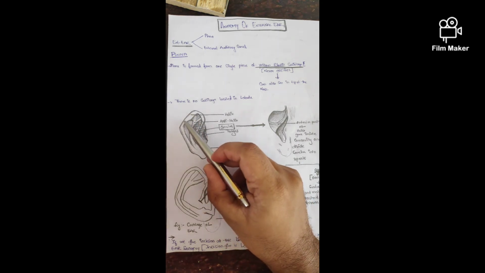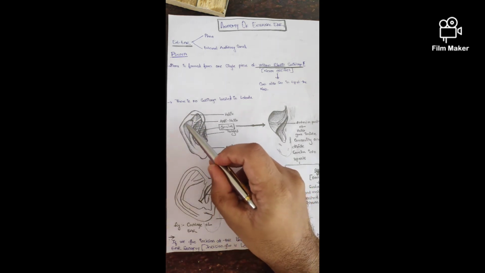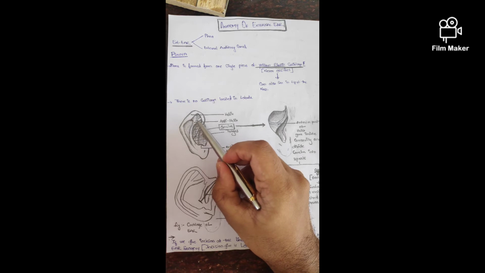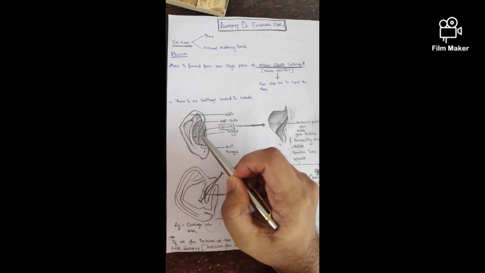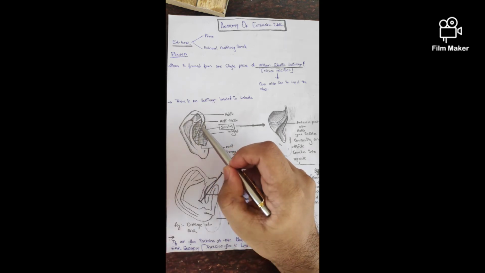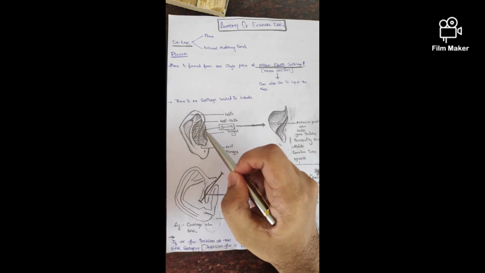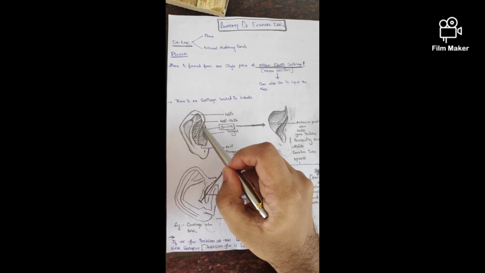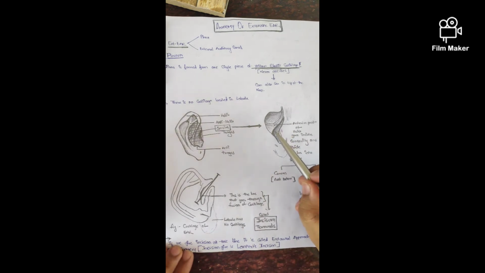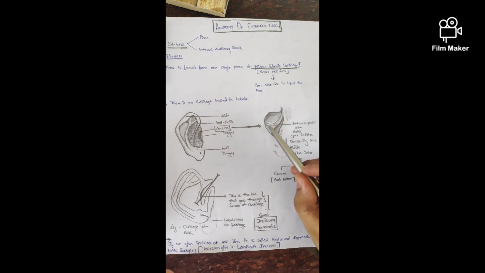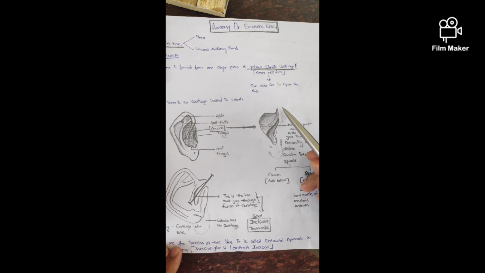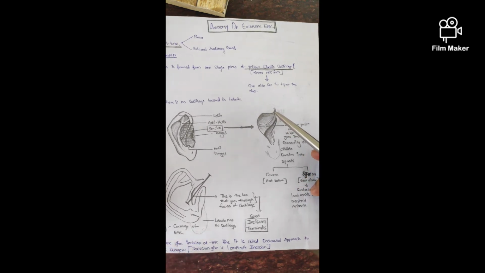Here, this region is the helix. The region inside this is known as the antihelix. The area between the antihelix and the tragus is known as the concha. The anterior part of the helix goes inside the concha and divides it into two parts, cavum and cymba. The part below is known as the cavum and the part above is the cymba. The cymba concha acts as the surface landmark of the mastoid antrum.